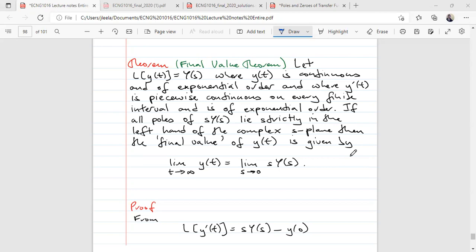Then, to calculate the limit of the function y(t) as t approaches infinity, you take the limit as s approaches 0 of s times your Laplace transform of y(t), which is Y(s).